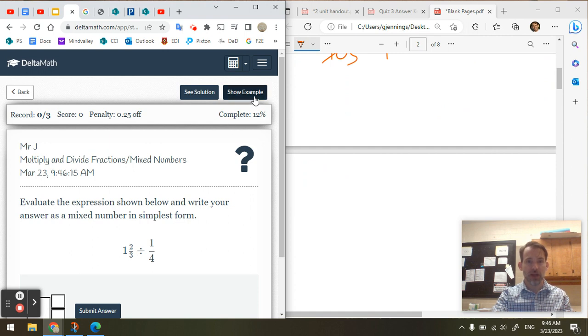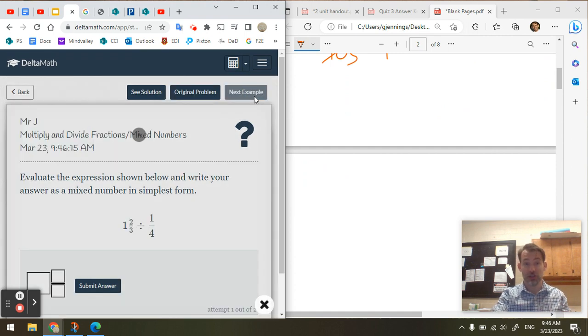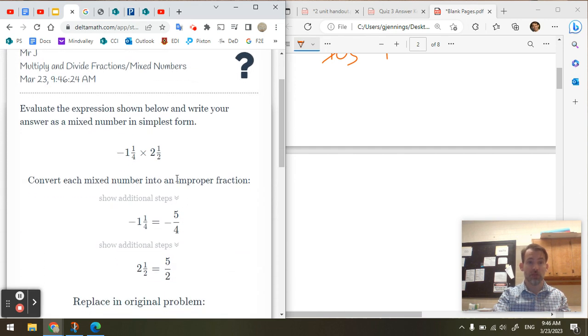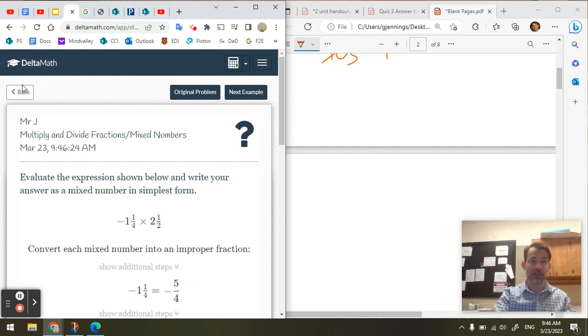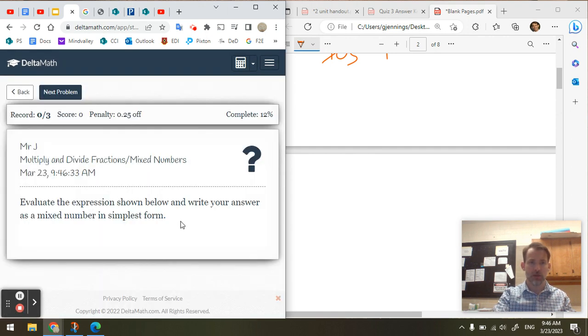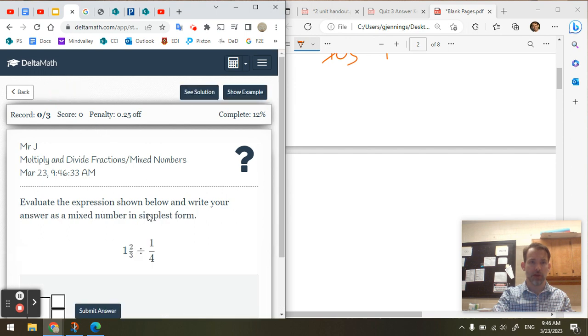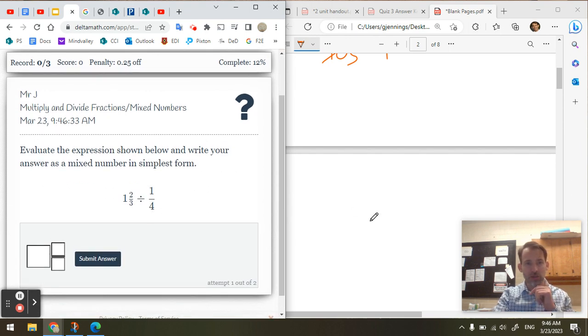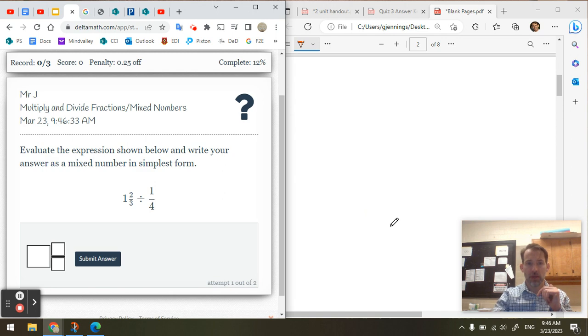Okay, so here, if I look at an example, I bet they're going to convert these to improper fractions. I sure would. Convert each number into an improper fraction. Yeah, good idea. If you're ever doing this, improper fractions are easier to work with. So let's go to the next problem. All right, here we go. 1 2/3 divided by a quarter.